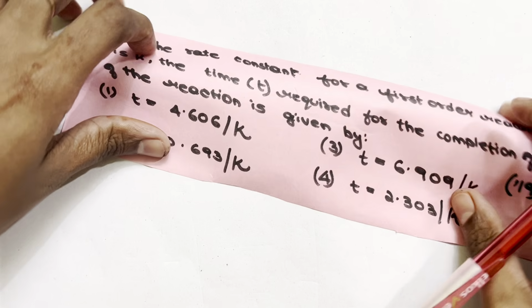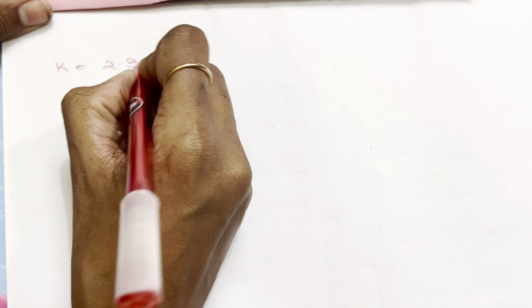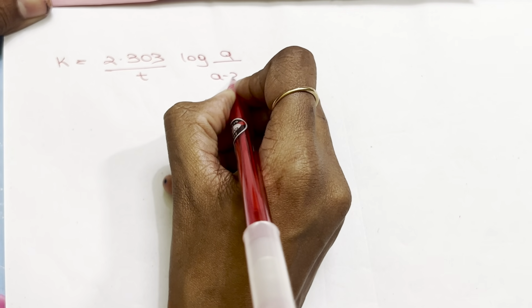As we know from the previous, as we did, the formula for the first order reaction is K is equals to 2.303 upon time, into log of A upon A minus X.